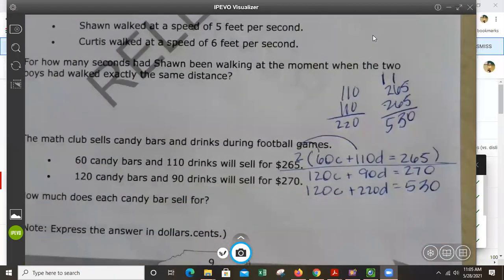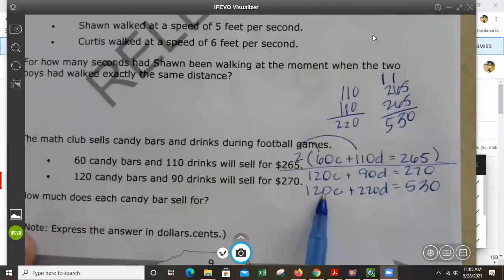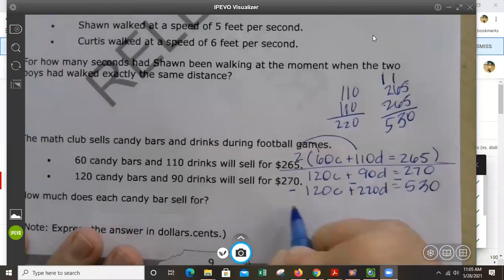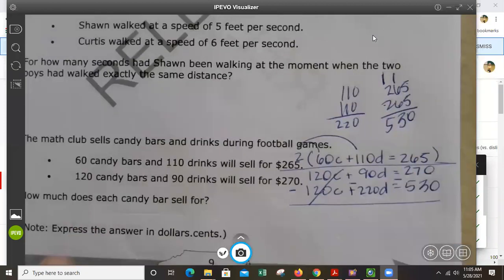How do I get them to cancel out? Because I want them to cancel out. Subtract them or change all the signs. So change, change, change. So the 120s will cancel out.